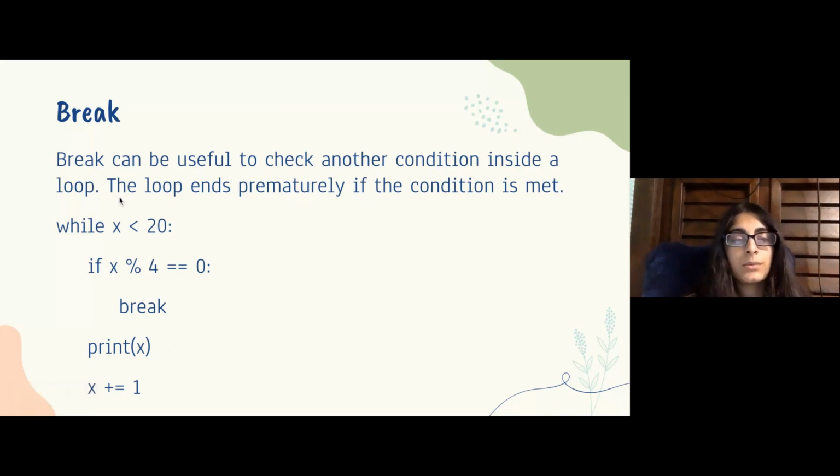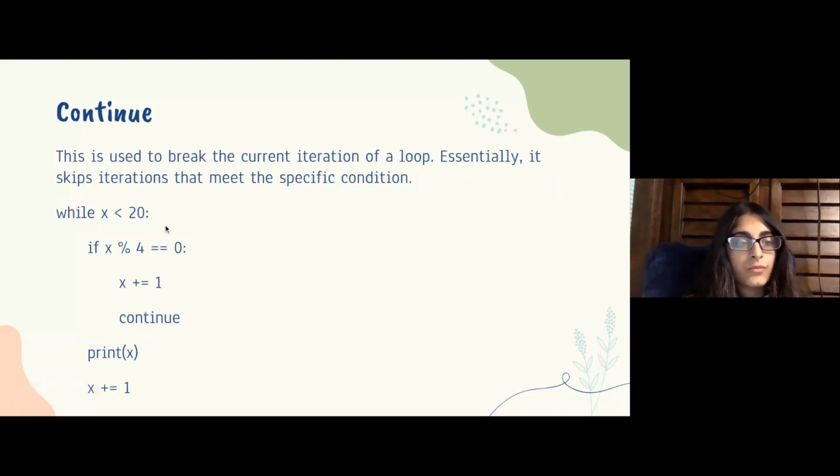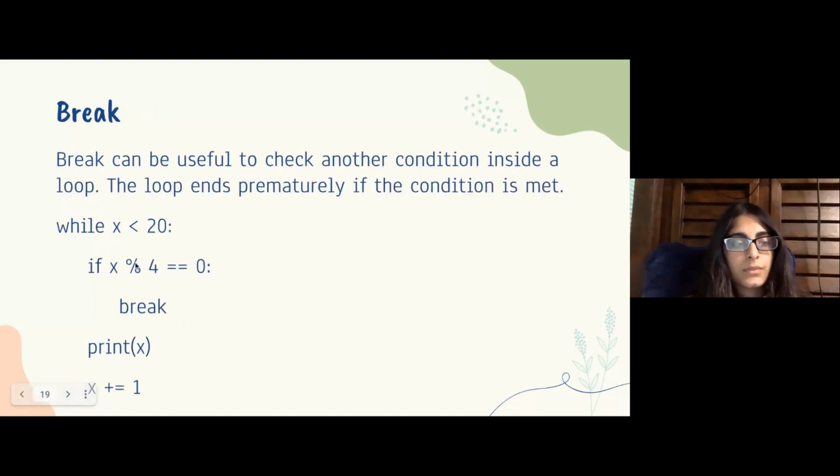So let's say I start with 0, and I go through this loop and I add 1. And I keep going, 1, 2, 3, 4. But when I get to 4, I have this if statement right here. If x mod 4 is equal to 0, which is just asking, is my number divisible by 4? It's going to break if it's divisible by 4. So when I get to the number 4 in our while loop, our code is going to break. It's going to stop running altogether.